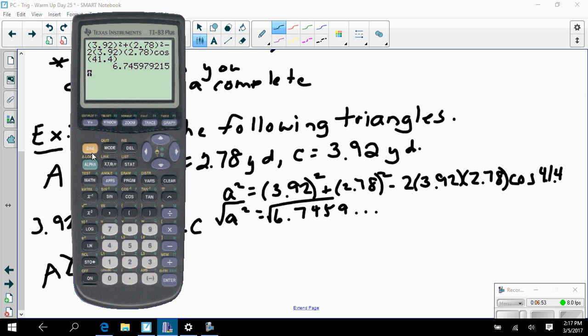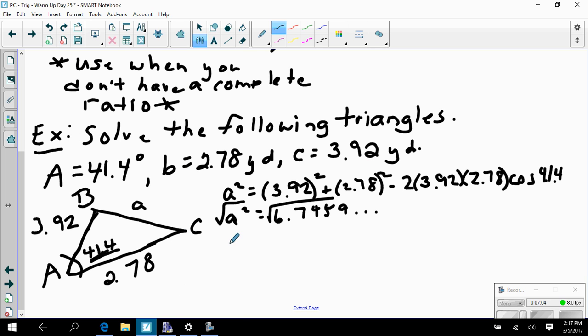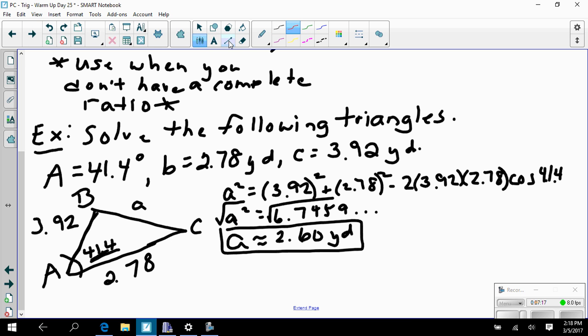So back to our calculator, if I do square root of the answer, I get, and we'll stay consistent, these are all to the nearest tenth, so about 2.60. So A is about equal to 2.60 yards technically. Okay, so now I've got this side. So now I have to find one of these other angles. So I guess might as well just find this angle here next.